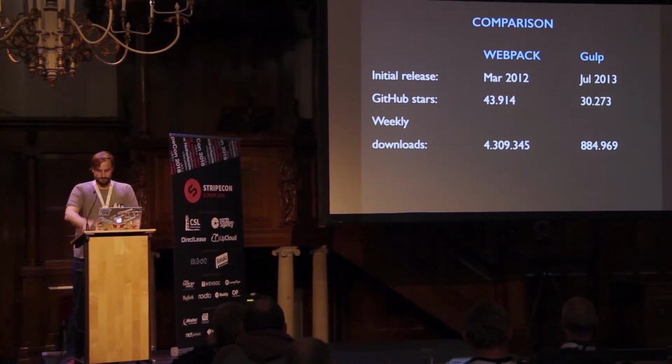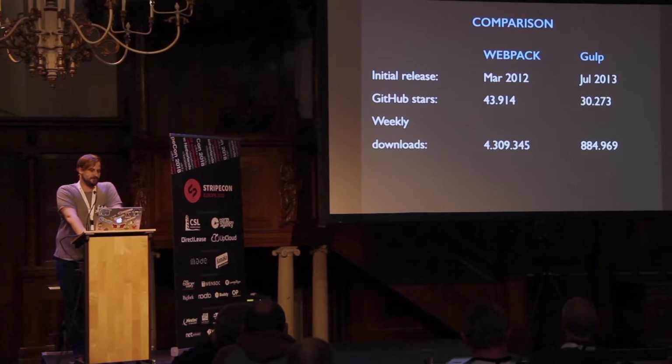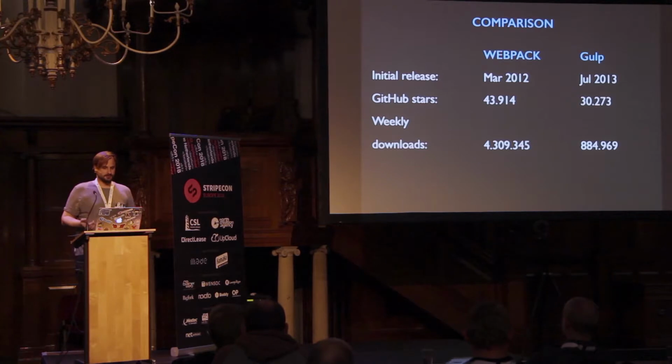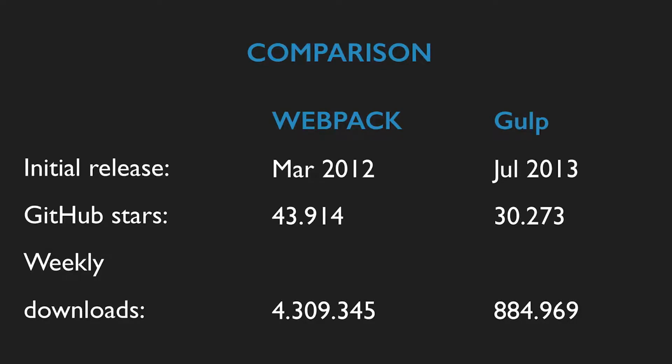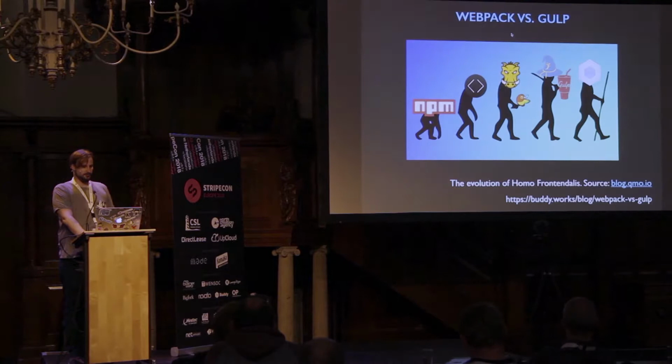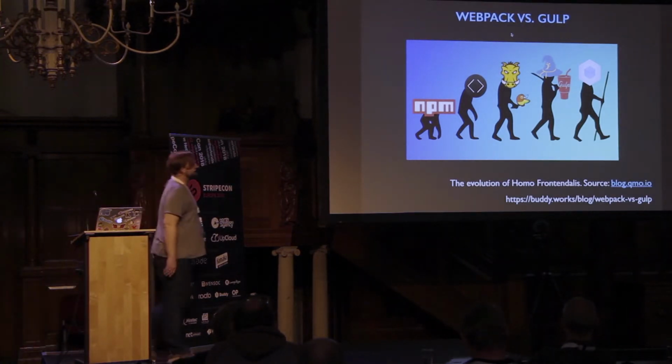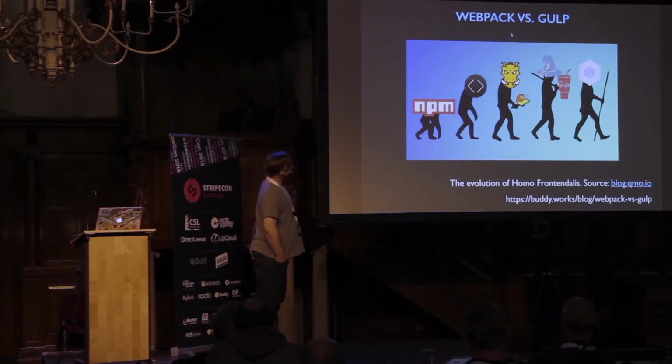So if you compare them to each other, what was kind of surprising for me is that Webpack is even older than Gulp. If you look at GitHub, the stars of Webpack are 43,000 and Gulp is about 30,000, and the weekly downloads of Webpack are 4 million and Gulp it's still 800,000. So yeah, that's what the community thinks. That's how front-end tooling evolved over the years.